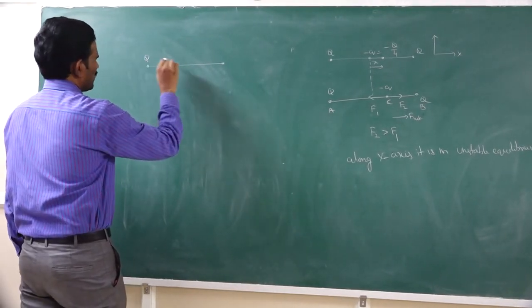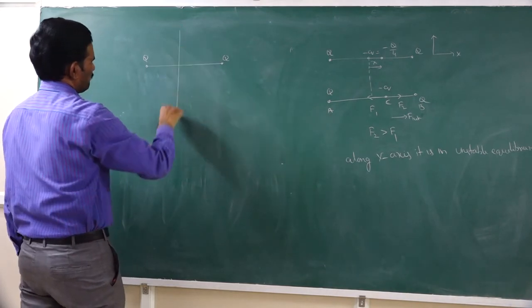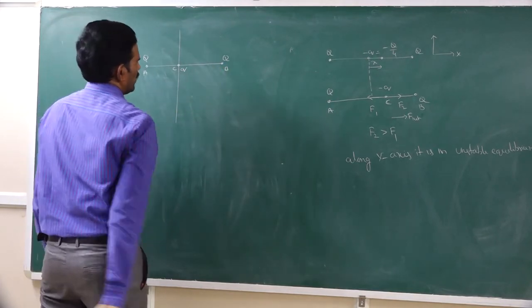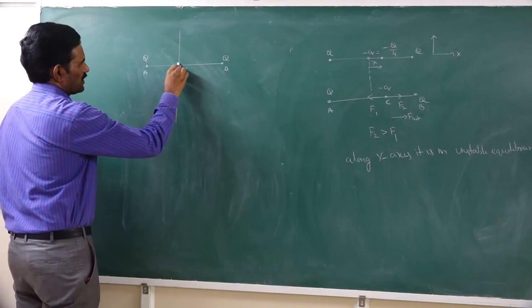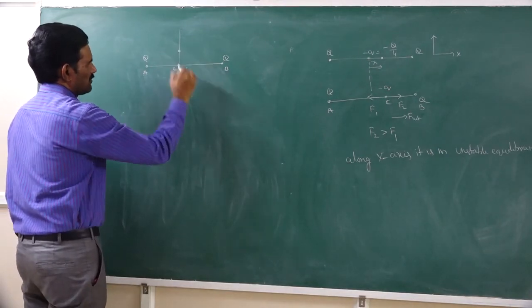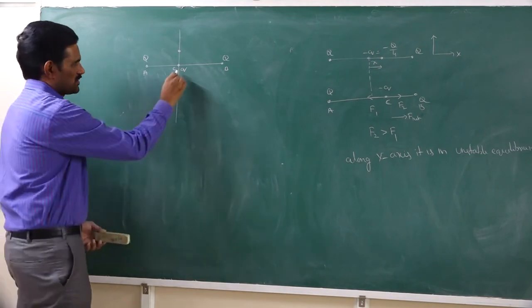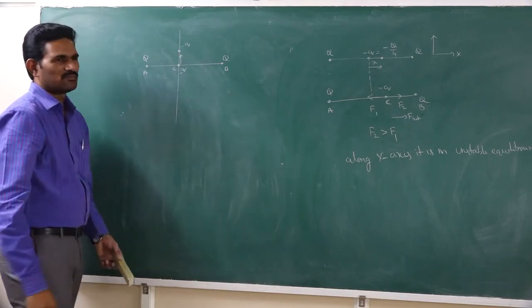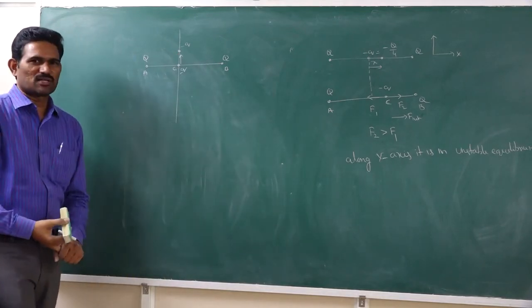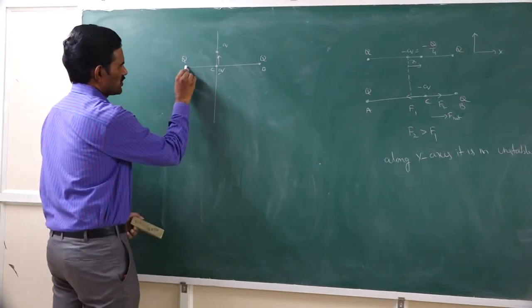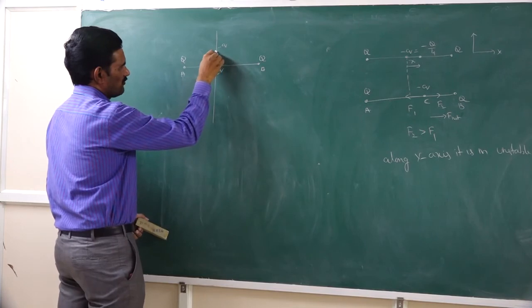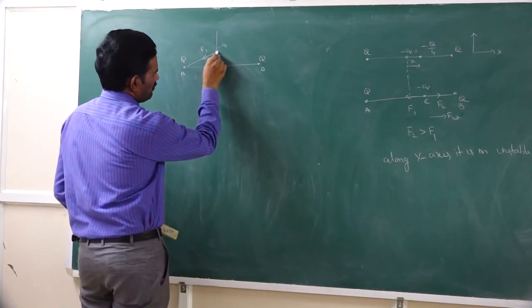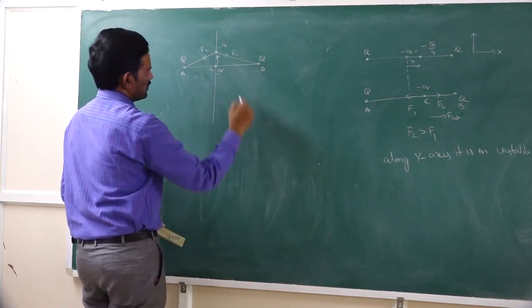I am displacing the particle, for example, along the y-axis. Suppose now the third particle is C, and these are A and B, and the system is in equilibrium. We are displacing the particle slightly along this direction. The charge to be placed here is a negative charge, minus Q. Now let us identify the net force direction. The force due to A on C will be along this direction, let it be F1, and the force due to B on C will be along this direction, F2.